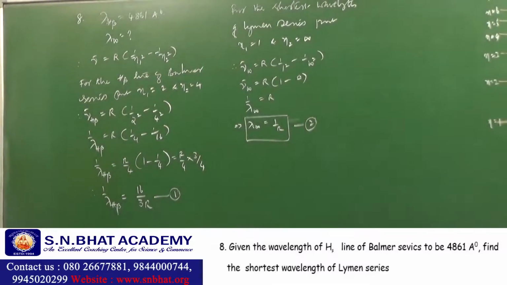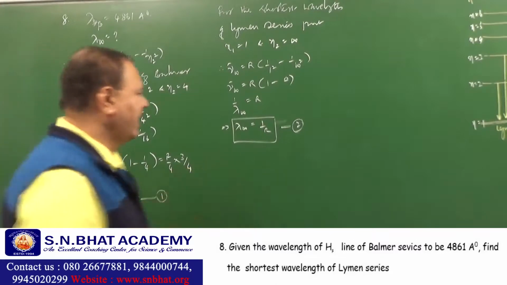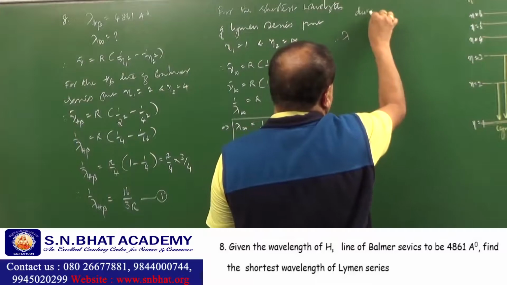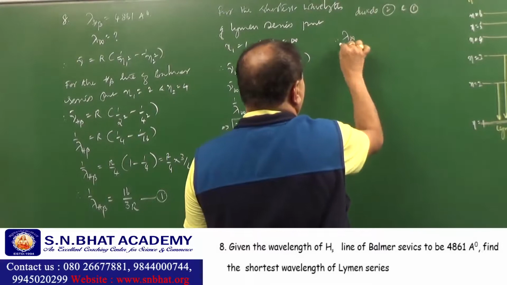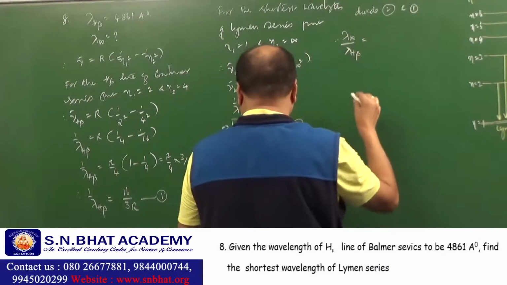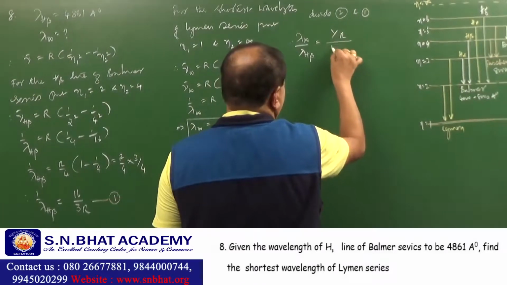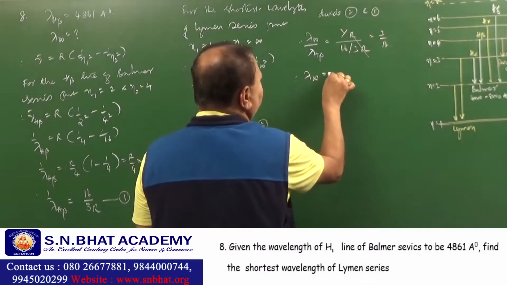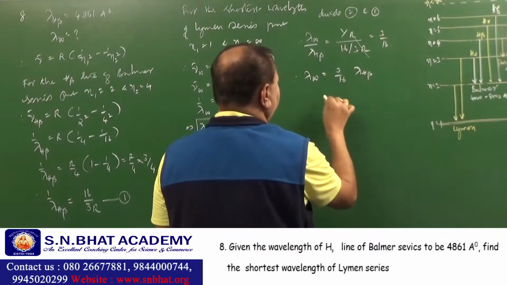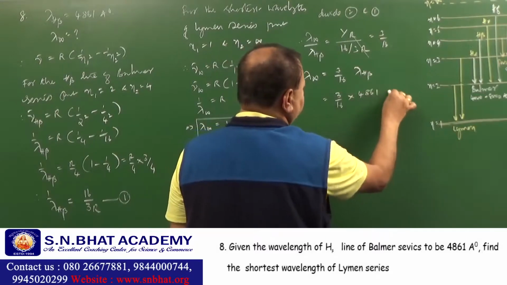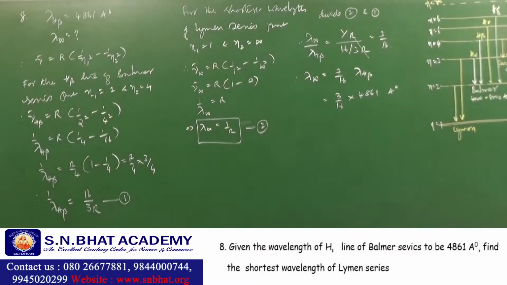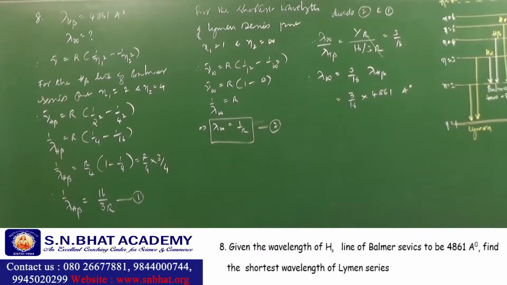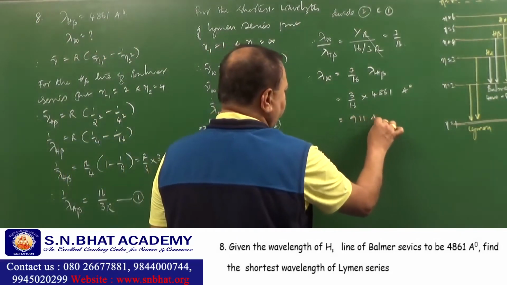What do you want to calculate? You want to calculate the shortest wavelength of the Lyman series, lambda infinity. Therefore, you divide equation 2 by 1. Therefore, your lambda infinity by lambda H beta is equal to 1 by R divided by 16 by 3R. Your R gets cancelled, it is 3 by 16. Therefore, your lambda infinity is equal to 3 by 16 into lambda H beta. Lambda H beta is given to be 4861 angstroms. So you simplify these two: 4861 divided by 16, then multiplied by 3. That comes out to be 911 angstroms. Okay?